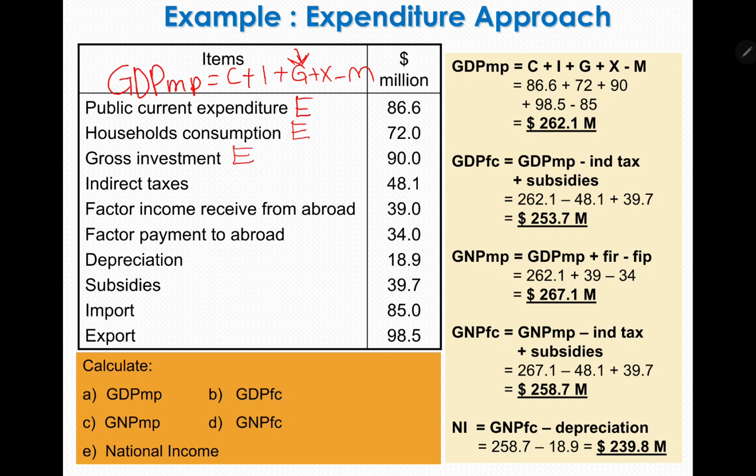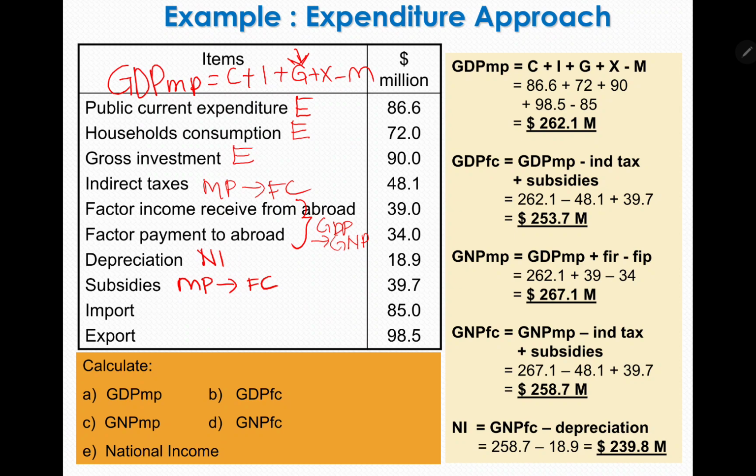Indirect tax. When do you use indirect tax? If you go back to your formula, indirect tax, you only use it if you want to change from market price to factor cost. For the next item, factor income received and factor payment, these two items, you only use this when you want to answer GDP to GNP. For depreciation, you will use this item if the question asks you about national income. Subsidies, you use it when you want to answer from MP to FC.